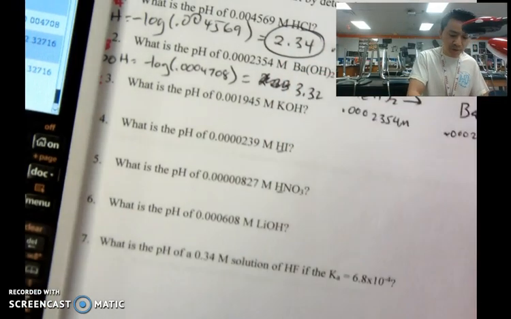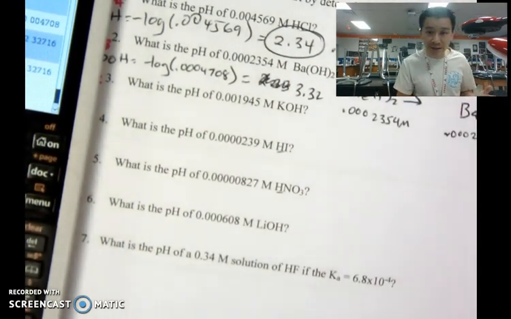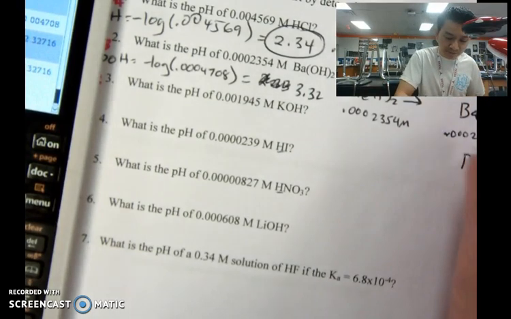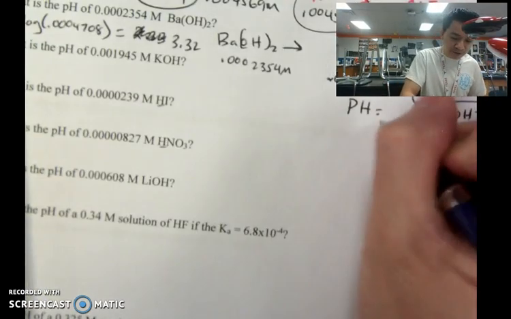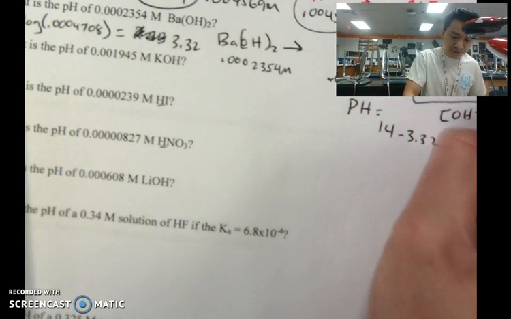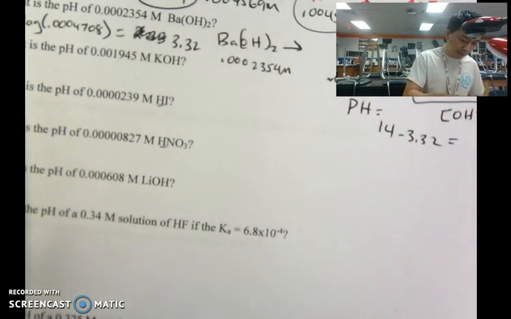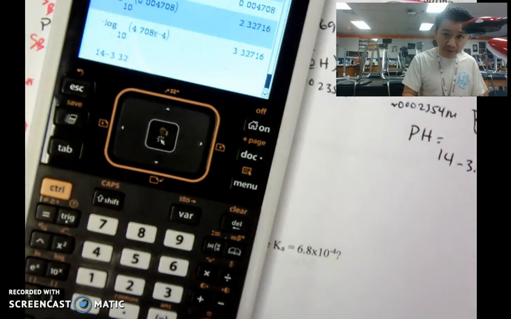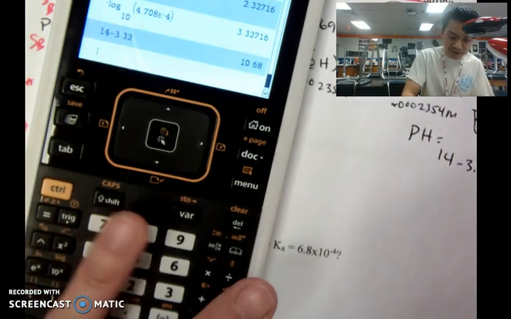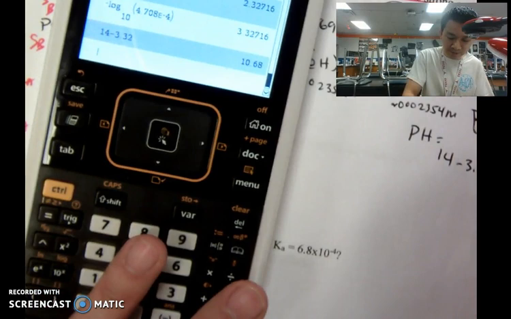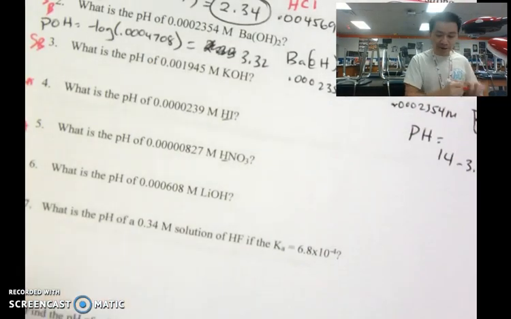3.32. That's my pOH. So how do I get the pH? pH equals 14 minus 3.32. On the calculator I get 10.68. That is my pH right there. Okay, a lot of numbers here.